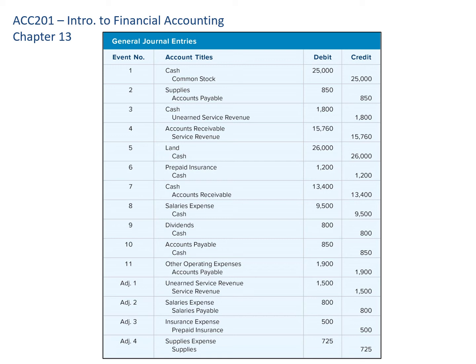And the last one there, we recognize $725 of deferred supply expense. That means we've used up some of our supplies. So I increase the expense with a debit and I decrease the asset with a credit. So I'll do one more problem like this that I'll post as video practice that'll help you with your next homework for sure.